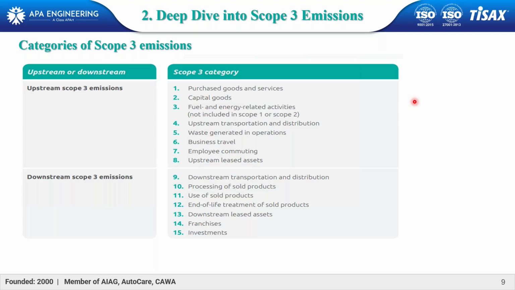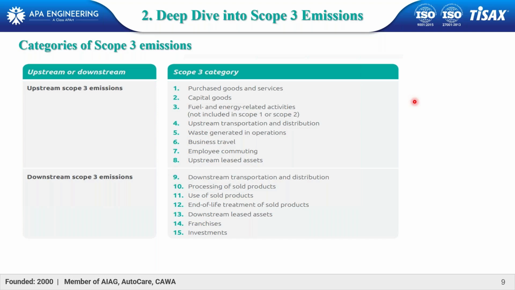And finally, the upstream leased assets. The emissions from the leased assets that were not included in scope 1 and 2 will come under this scope 3 upstream emission category. The energy we use in the leased office spaces is an example of this upstream emission.